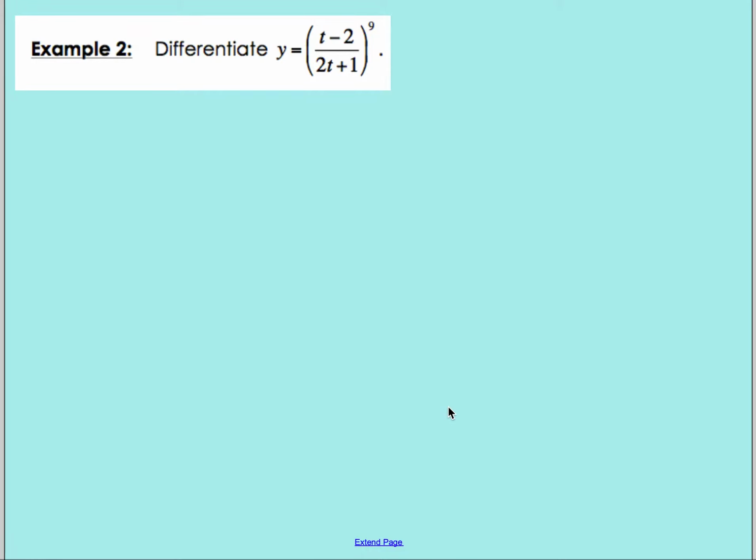All right, example 2, we need to differentiate y equals (t minus 2) divided by (2t plus 1), all being raised to the 9th power. So in order to take the derivative of this one, I see that there is an inside piece, and then I see that there's an outside piece. So this is actually a chain rule, okay? And then in order to take the derivative of the inside, that's a quotient rule because there's a fraction. So this is an example of a chain rule with a quotient rule inside.